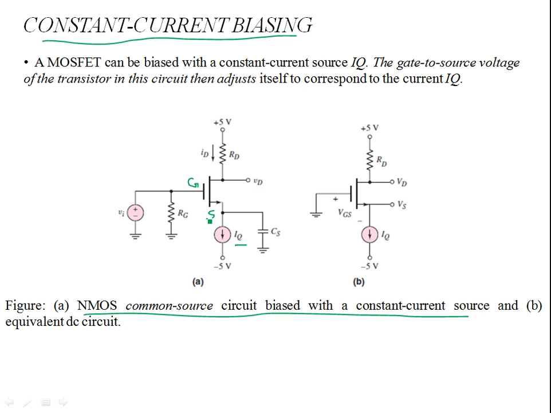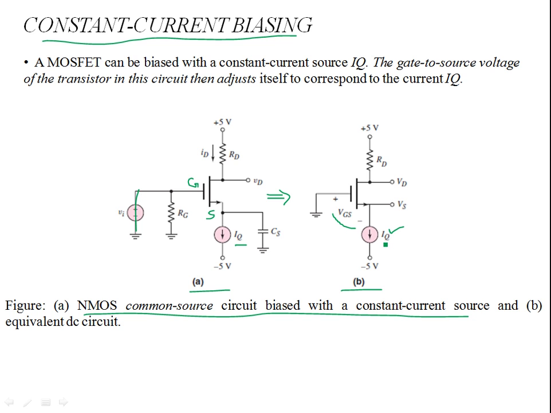If you see over here in the common source circuit of an NMOS device, in B you see the DC equivalent of the same circuit. This is the DC equivalent circuit. You're going to short this AC source and RG is shorted, so VG is grounded. But then at the source, the drain to source current is being governed by a constant current source, which is given by IQ. So this IQ is going to set VGS. It's going to determine VGS. The VGS has to adjust itself according to IQ.